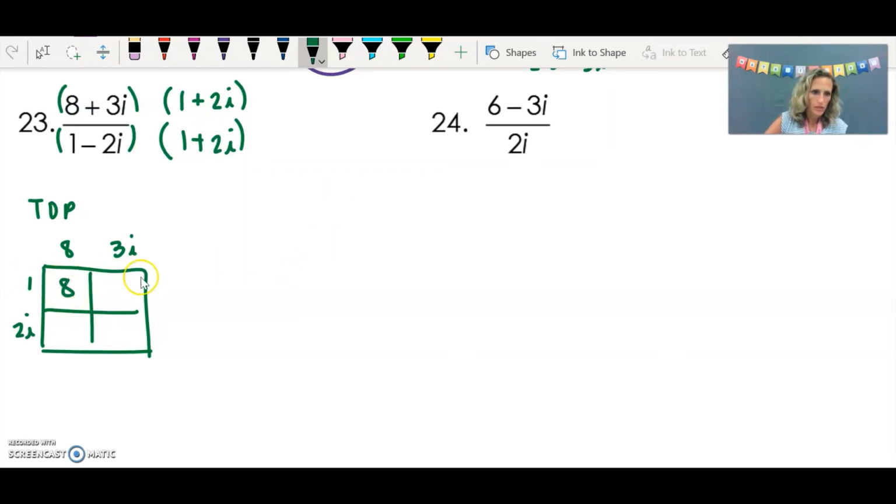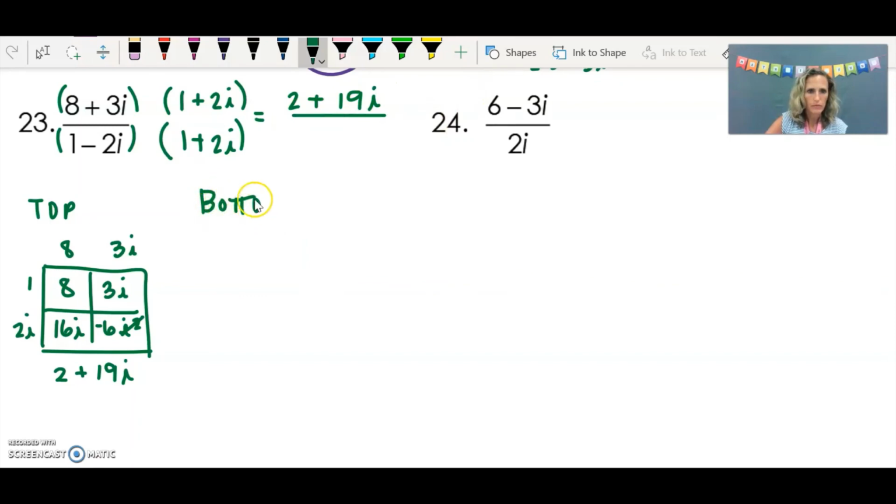So 1 times 8 is 8, 1 times 3i is 3i, 2i times 8 is 16i, and 2i times 3i is 6i squared. Your i squared is a -1, so that's going to make that a -6. 8 minus 6 is 2, and 16i plus 3i is 19i. So the top of my expression is 2 plus 19i. Now we're ready for the bottom.